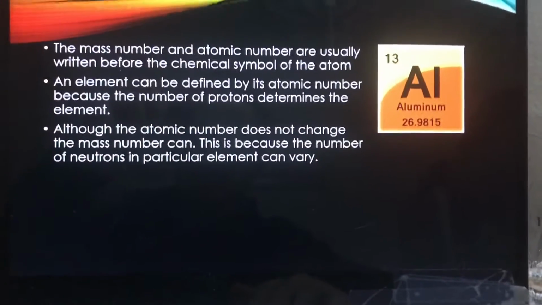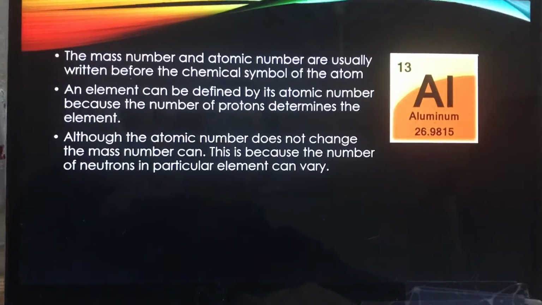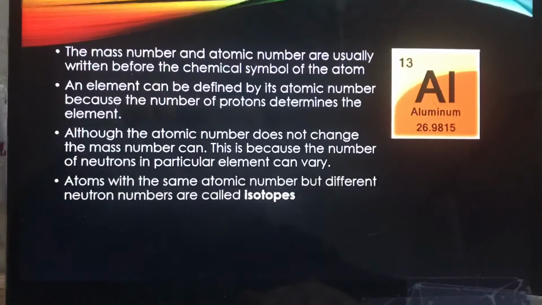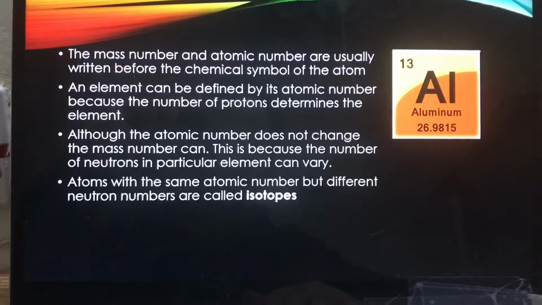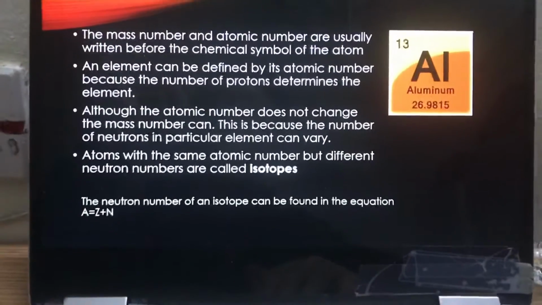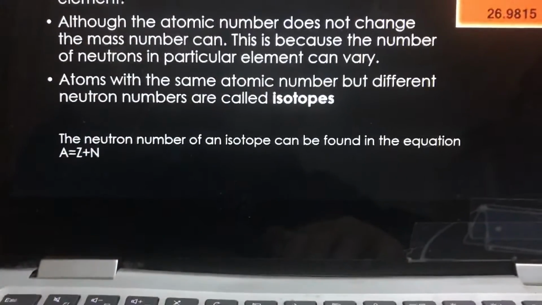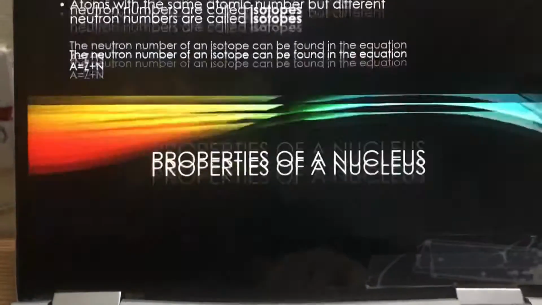Although the atomic number does not change, the mass number can. This is because the number of neutrons in a particular element can vary. Atoms with the same atomic number but different neutron numbers are called isotopes. The neutron number of an isotope can be found with the equation A equals Z plus N.